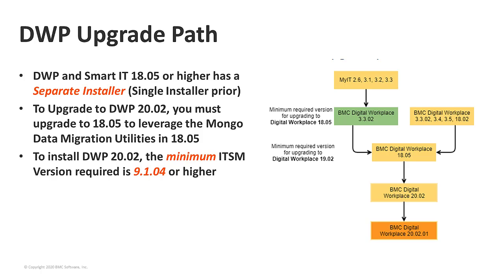If you really think that the social data that was stored in the Mongo database is not important for your organization, you can skip the entire upgrade process and directly do a fresh install of BMC Digital Workplace 2002. In future slides, we're going to talk about what data is stored in the Mongo database. I would also like to highlight that in order to install Digital Workplace 2002, the minimum ITSM version required is 9.1.04 or higher versions. So in short, if you are running ITSM 9.1.04, you can still go to DWP 2002.